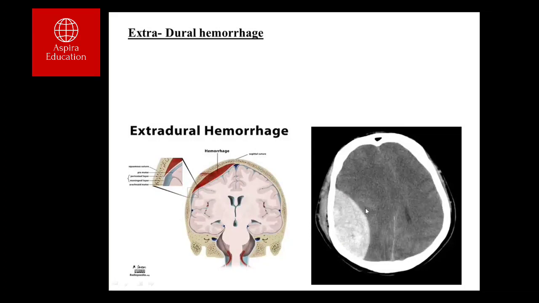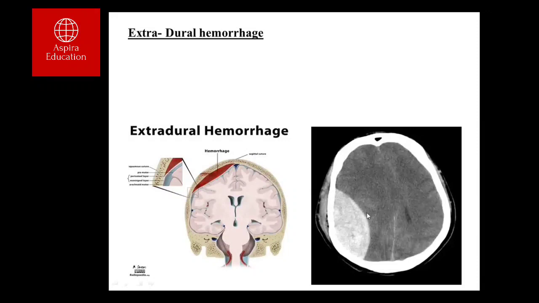Okay, so that's why you get a convex shaped opacity, or this is called the hyperdensity in case of CT. What we observe is a convex shaped hyperdensity between the skull and the brain parenchyma. This is of the extradural hemorrhage. That's the first point to note. Second important point to note, it's usually an arterial bleed.